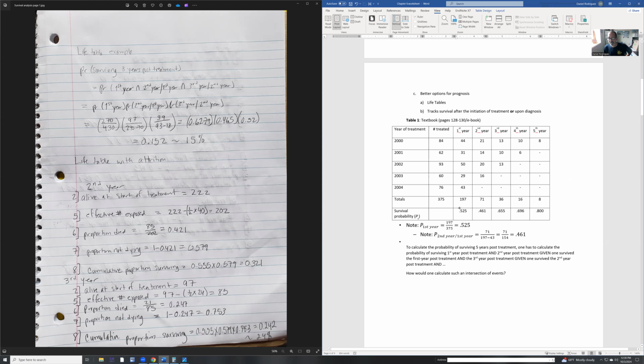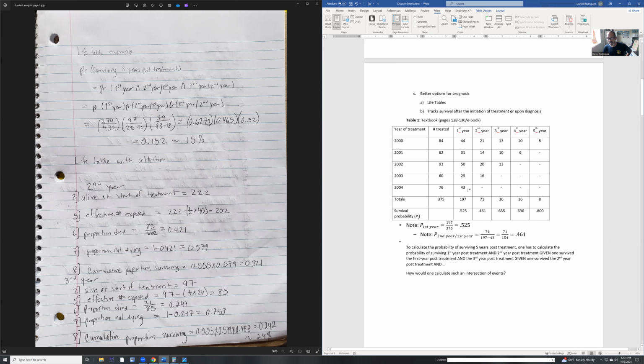So that was 52.5%, right? Next question is, what's the probability of surviving the second year given you survived the first year? At the end of the first year, we had 197 people left. Of those 197, 197 minus 43 of those folks were available 2 years, right?